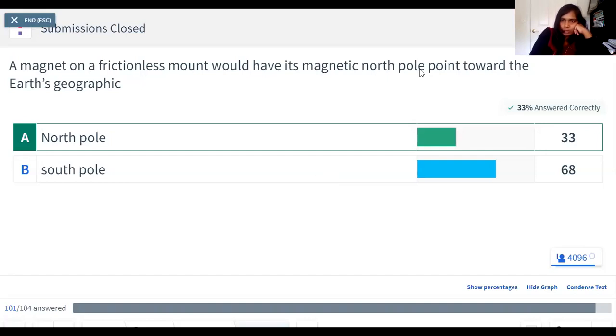The magnetic North Pole of a compass points towards the Earth's geographical North Pole. But if I say Earth's magnetic pole, then it is the magnetic South Pole. Okay, let's try the next question.